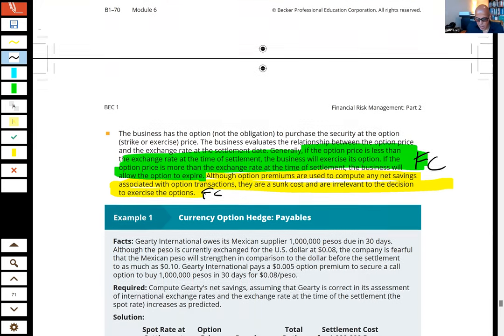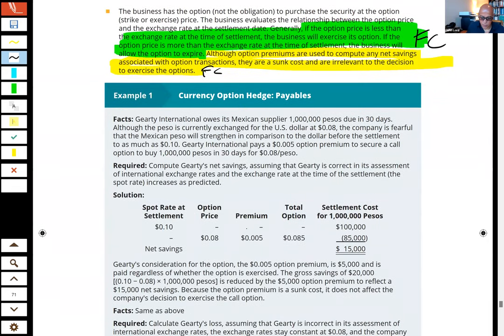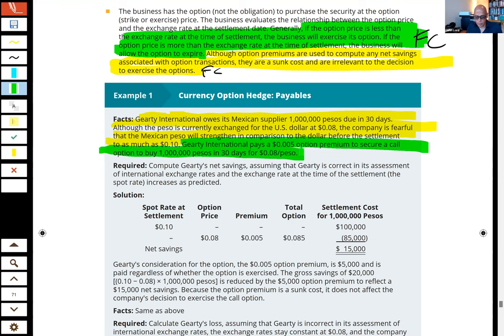Okay, so let's look at how we could use an option hedge from this example. We've got Garrity International, which owes a Mexican supplier 1 million pesos, due in 30 days. It's currently exchanging at 8 cents, but the company is fearful that the Mexican peso will strengthen against the dollar before the settlement, by as much as 10 cents. And we can pay a price for the option to be able to buy the pesos at the current exchange rate, thus fixing the amount that we're going to have to pay on this payable and mitigating our exposure.